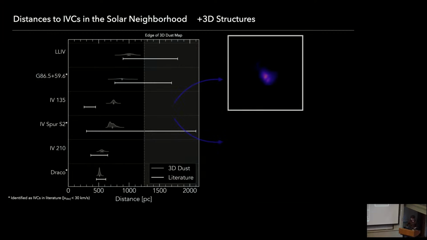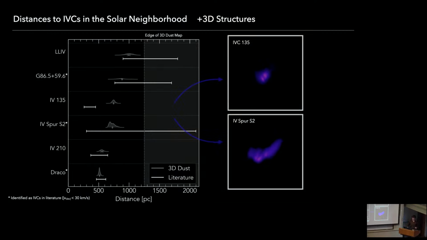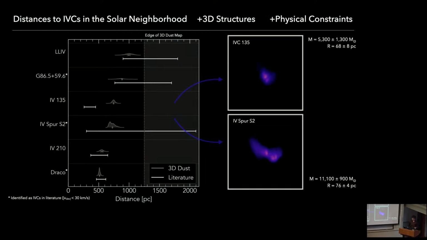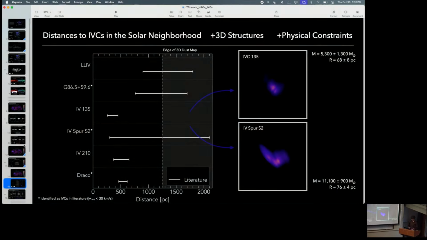For the first time, we actually have 3D morphologies of these IVCs, and beyond that, direct physical constraints on properties like masses and sizes. And so I think I'll leave it there, and then I'll put up my conclusions.